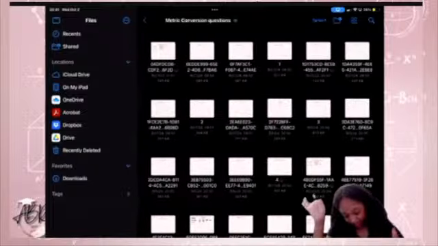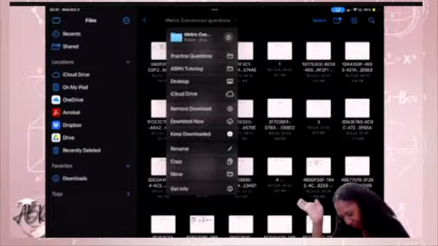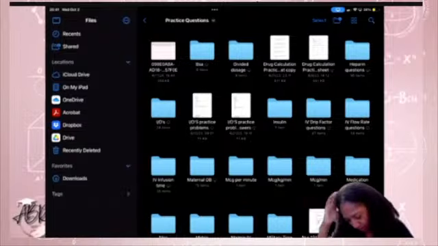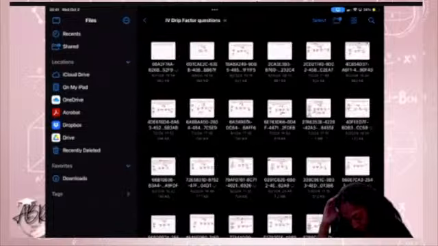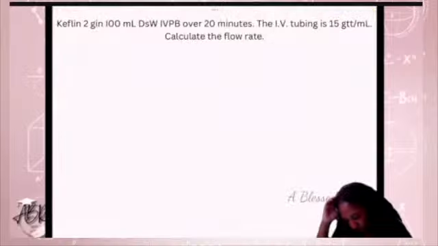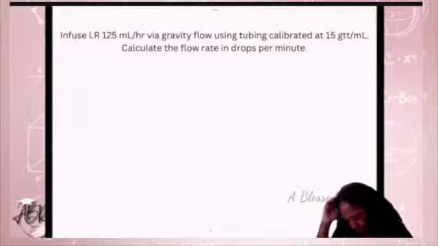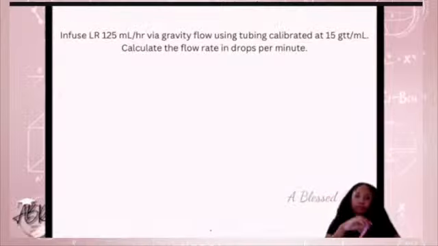I'm tired. Yeah. Let's see, metric conversions. We're trying to look for some drip problems, right? Drip factor. Do I have any that's clean here? That says gin. We're not drinking gin. Let's see. All right.